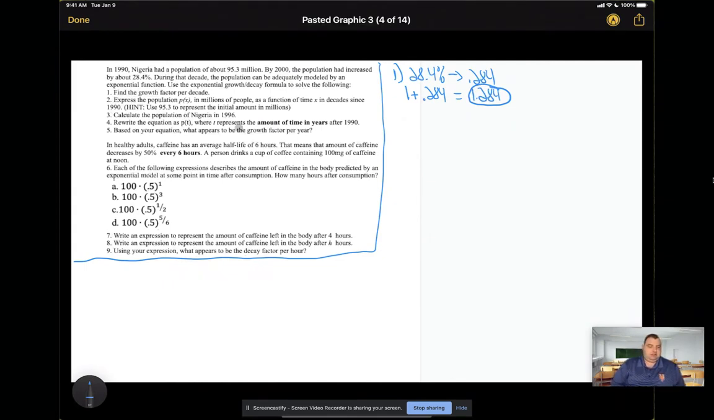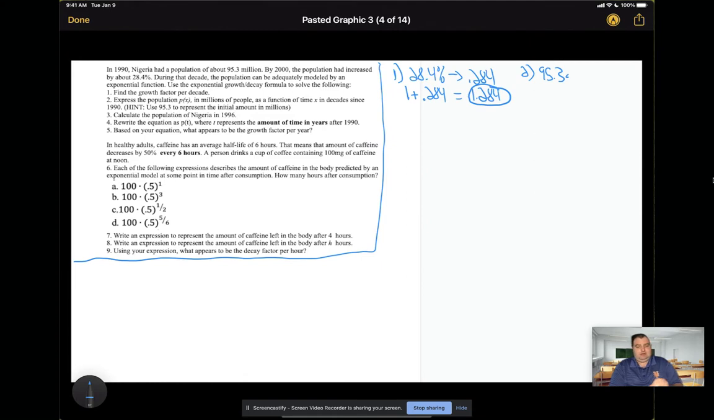Number 2, express the population P of X in millions of people as a function of time X in decades since 1990. So if we use my formula, what is my initial value? My initial value is 95.3 million. So I'm going to use 95.3 as my initial value, with the understanding that that does not mean 95.3 people. It means 95.3 million people.